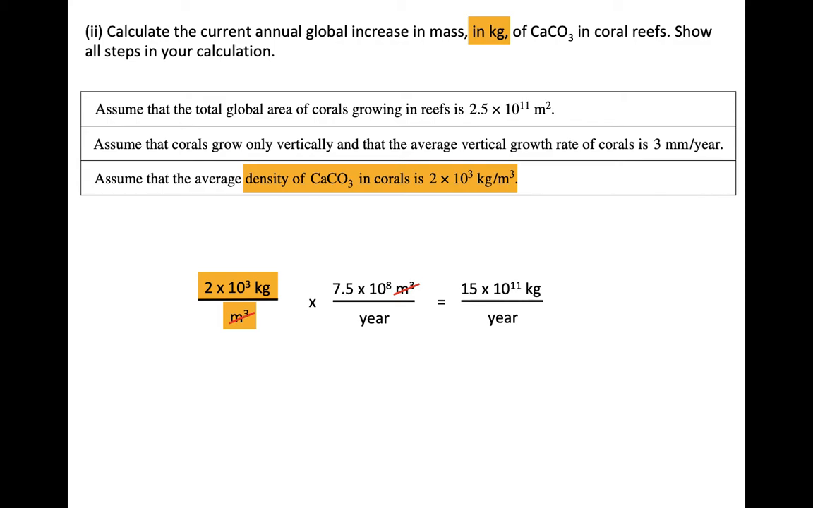The only issue I have now is that we're not in scientific notation. So remember that in scientific notation, we want our digit part to be between 1 and 10. And so that 15 exceeds it. So we need to move our decimal place over to the left 1. To balance that, we would increase our exponent by 1. And so we would get 1.5 times 10 to the 12th kilograms per year.